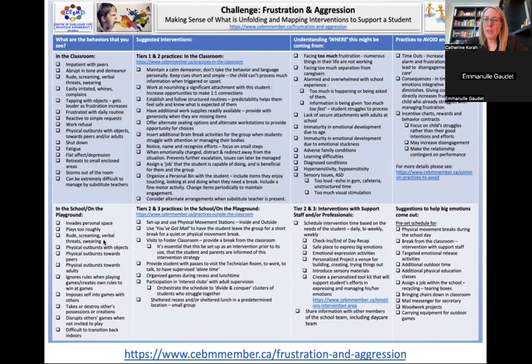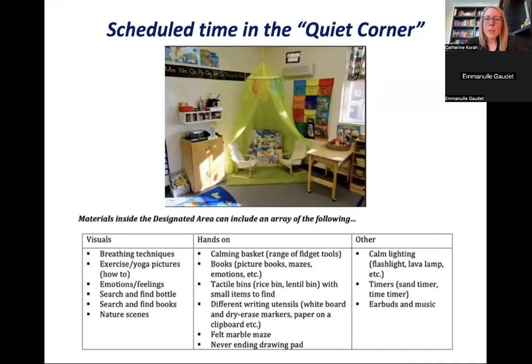So I invite you to go and take a look at this document. Some examples of tier 2 tools and measures that can help with frustration could be, for example, the quiet corner. Sometimes students are overly stimulated in the classroom and need a reset or a timeout.